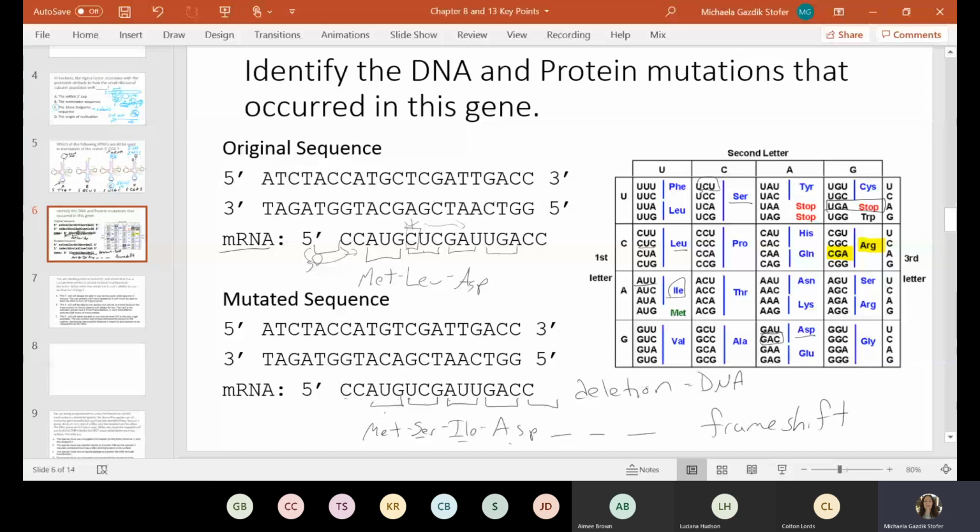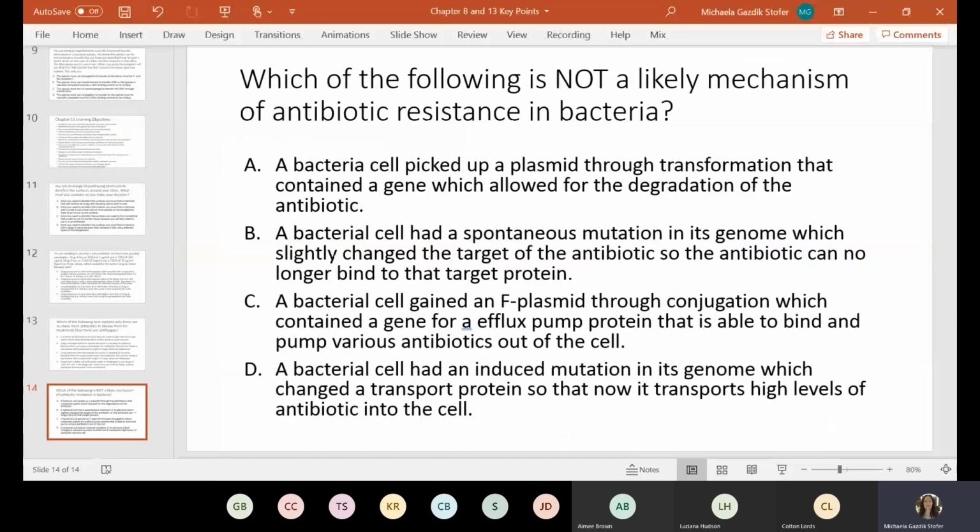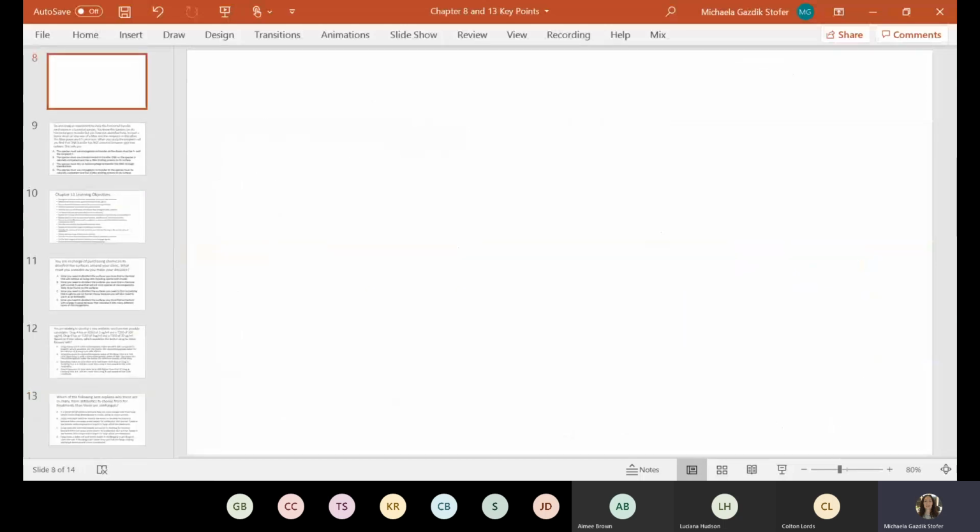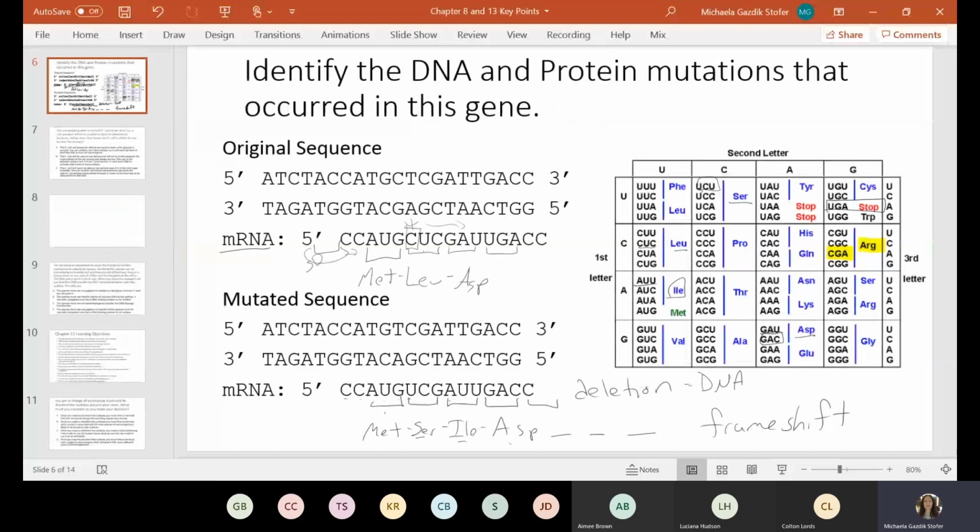Okay, so I'm going to pause there for a minute. Let's go back up to where we were. Okay. Does anyone have questions on transcription or translation, either the processes or how to do them?